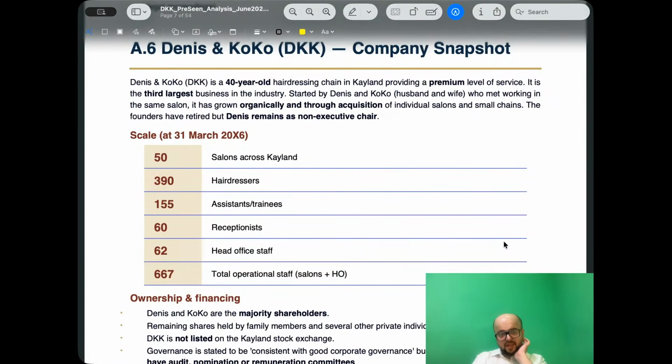The founders have retired, but Dennis remains as non-executive chair. He is the chairperson, not the CEO. He does not participate in the day-to-day activities. That way, he has retired. It is a 40-year-old chain, so it is a legacy business.